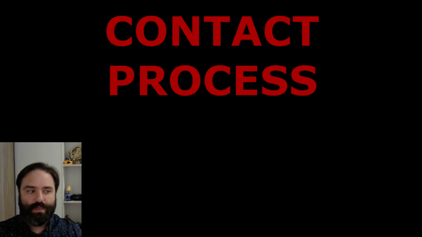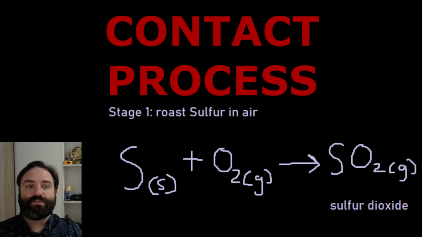I'll be referring to some concepts from that in this video without taking time to explain them, as this is an equilibrium reaction. Sulfuric acid is made using a process called the contact process. The contact process consists of 3 steps. The first step is the oxidation of sulfur.